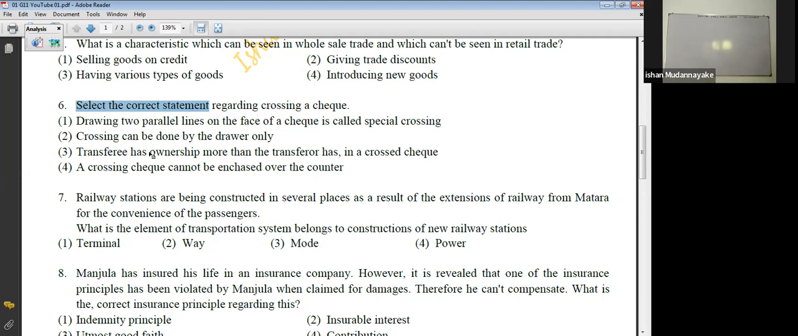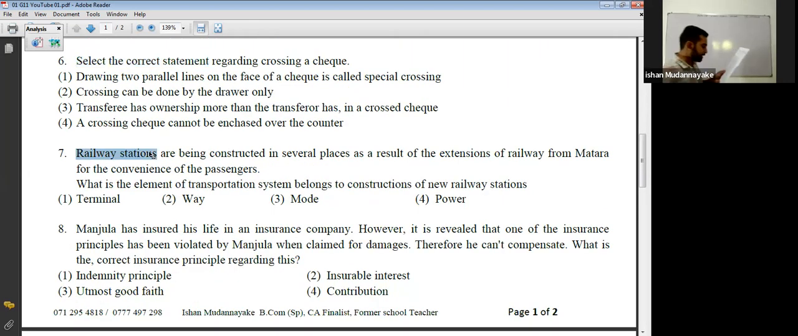Right. Look at question number 7. Railway stations are being constructed in several places as a result of the extensions of the railway from Matara for the convenience of passengers. What is the element of the transportation system belonging to the construction of new railway stations? Here, constructing new railway stations belongs to the terminal.